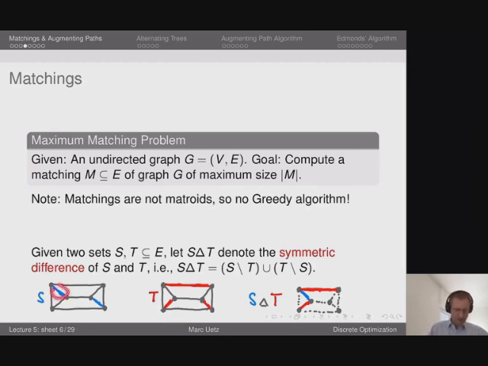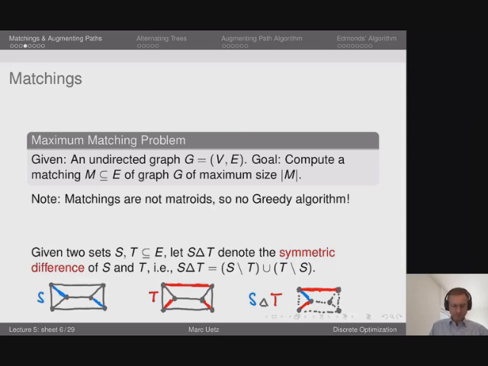So that would be this edge up here, or in T but not in S. So that would be this edge and this edge. Okay, so the symmetric difference consists of these three edges over there. In computing matchings, we will be working with so-called augmenting paths again.